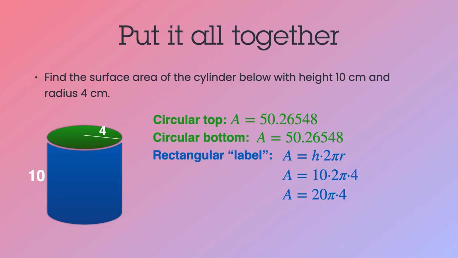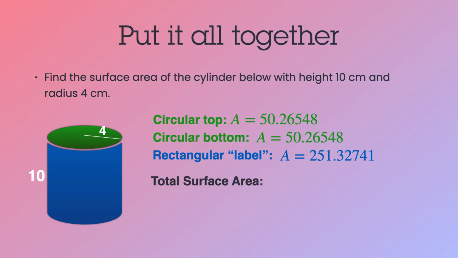As we start multiplying this out, 10 times the 2 is 20, 20 times the 4 is 80, and then we'll go to our calculators to find 80 pi. We get 251.32741. So now we've got the area of that rectangular label. That covers all of our surfaces. We had the 2 flat surfaces and the one that was wrapped around. So we're ready to find our total now.